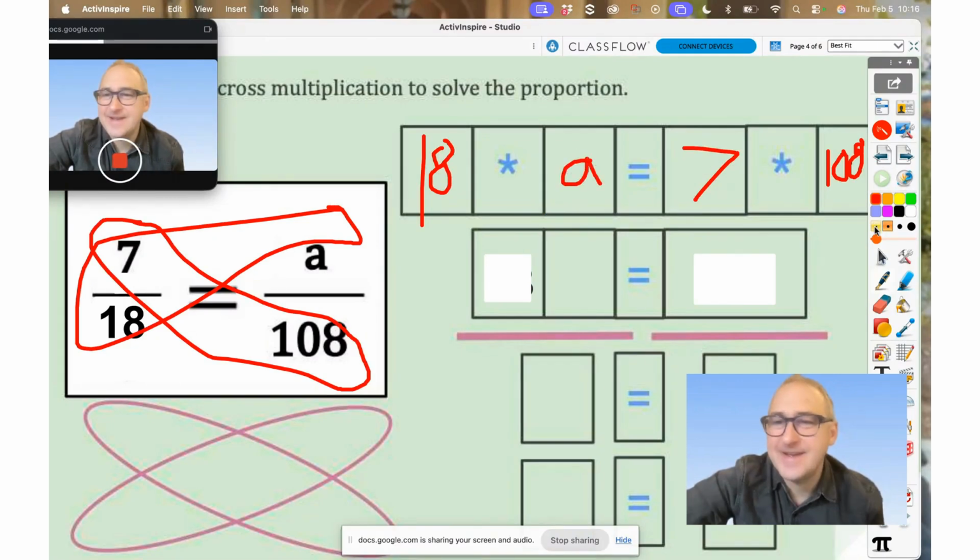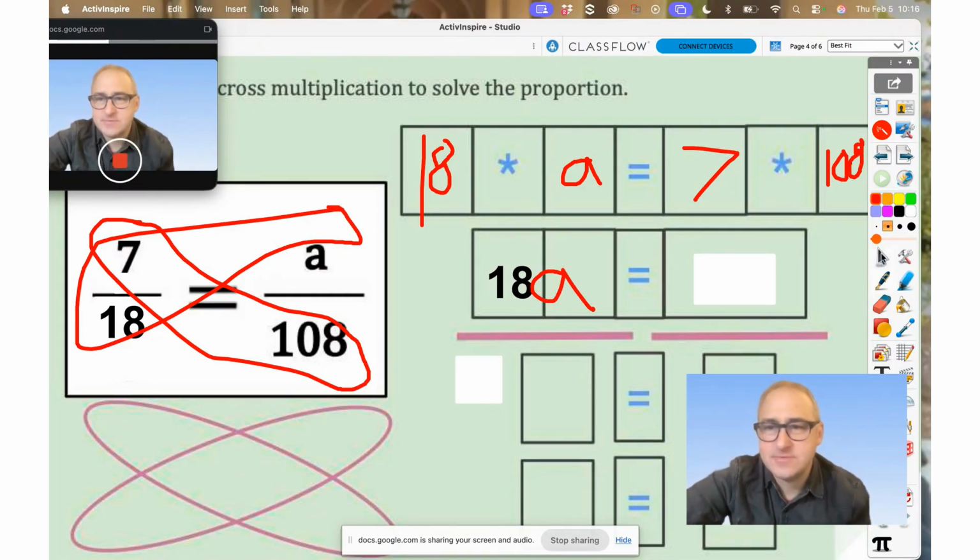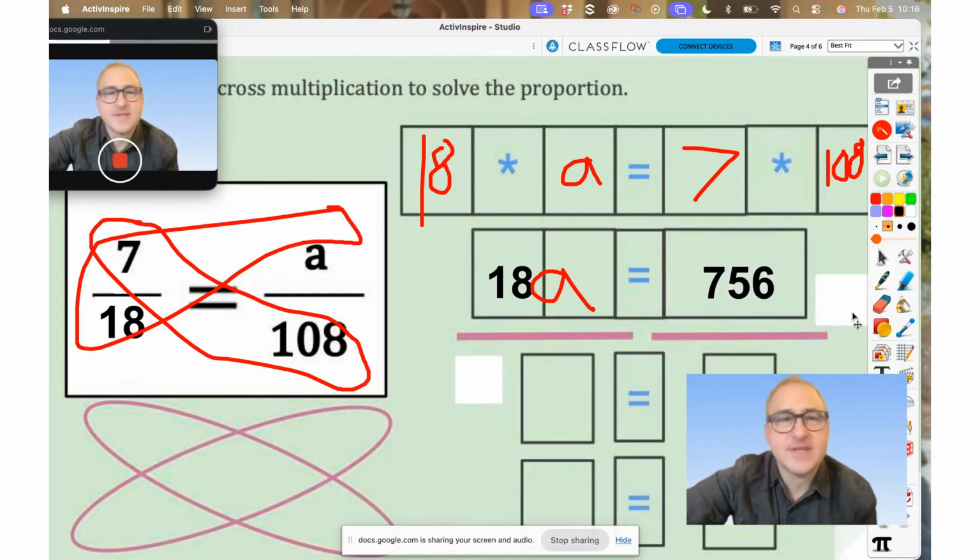Times a. All right, so then in the next line, what happens when you take 18 times a? You get 18 and the a right next to it. And what happens when you take 7 times 108? Please put that into your calculator. Let me do that too. Yep, 756. Now we have to get a alone. So we've got to move the 18 to both sides. The opposite of times is divide. 18 and a are tied. We multiplied, so we need to divide both sides by 18.